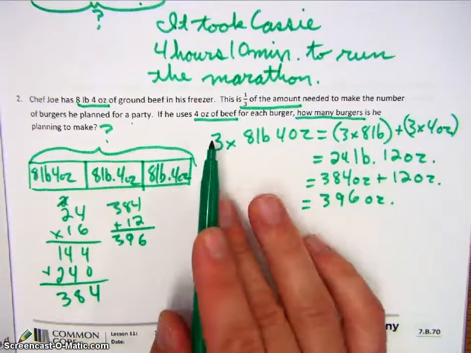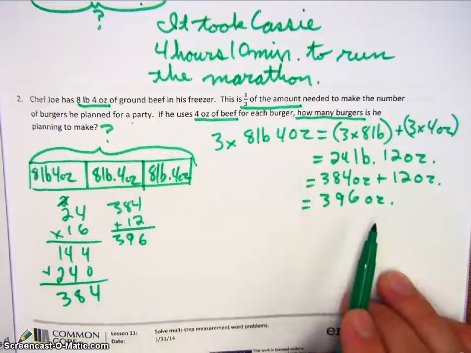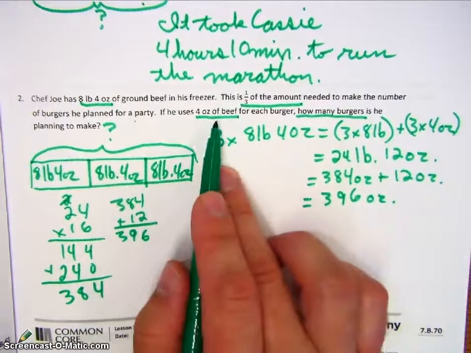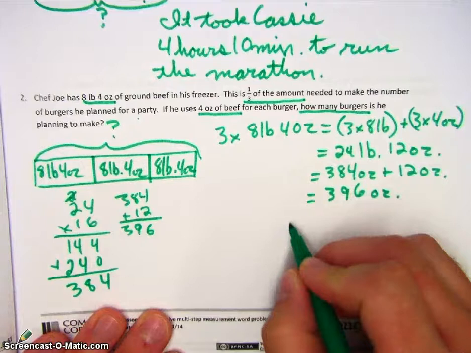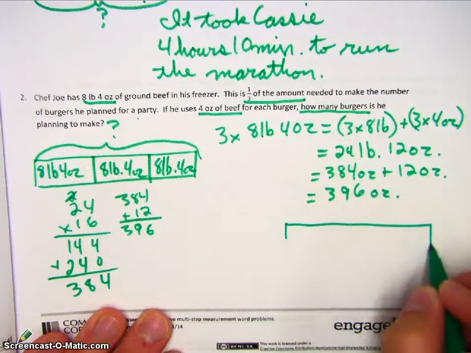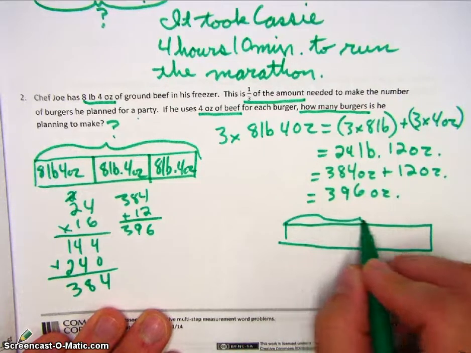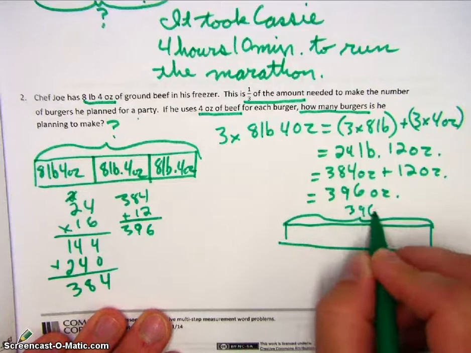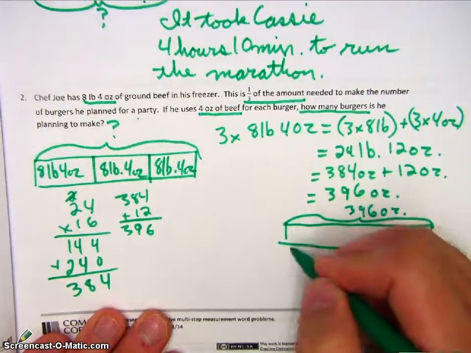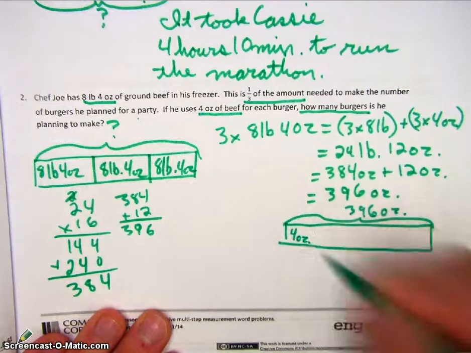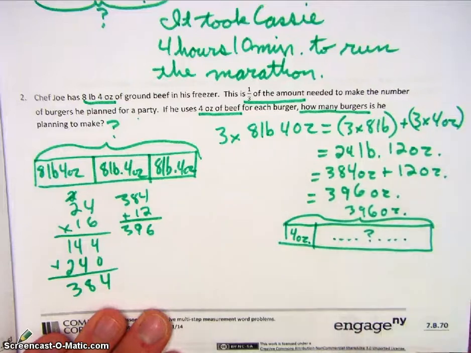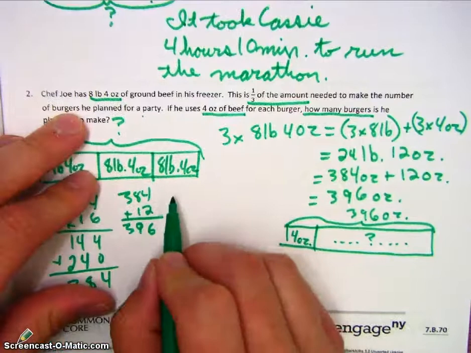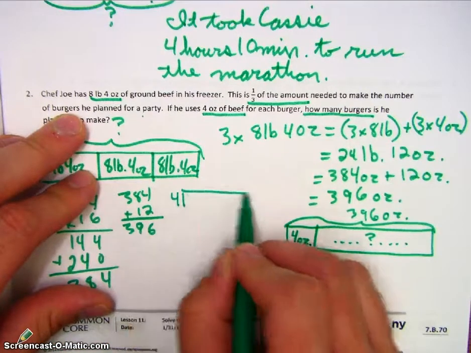But now we're going to take that number and find out how many 4-ounce burgers we need. So our next thing that we need to do is, if you think we have a total of 396 ounces, and we need 4 ounces for a burger, we need to know how many burgers can he make. So now we can do a division problem here.